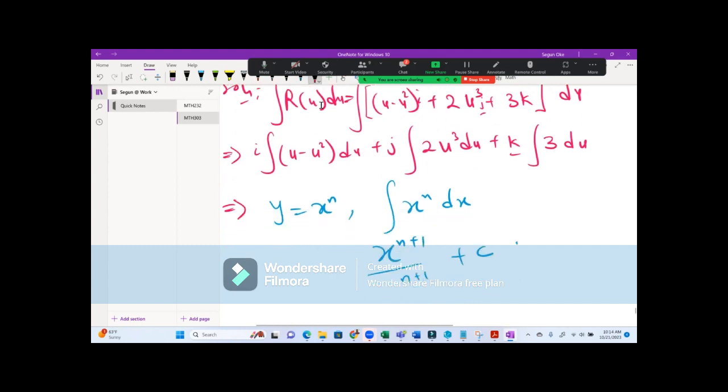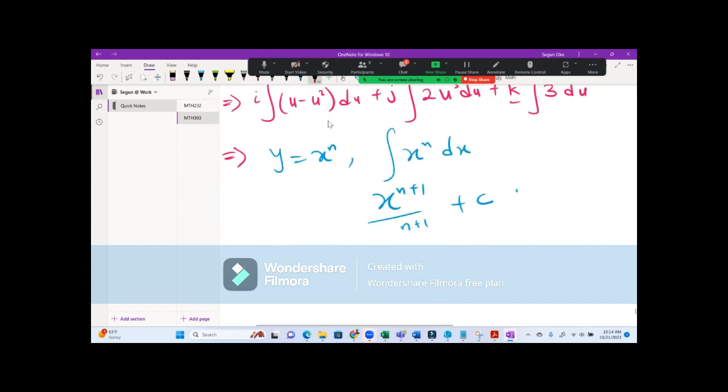So let's solve them one by one. So for i now, we have u raised to power 2 over 2 minus u raised to power 3 over 3 plus C1. Let's call this one C1. Because C1, C2, C3, they are all constants.